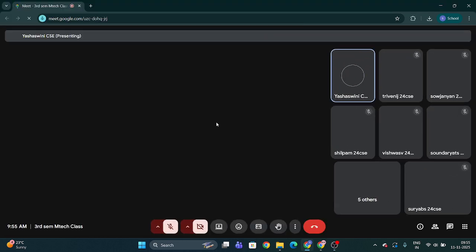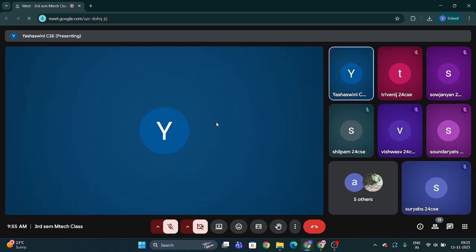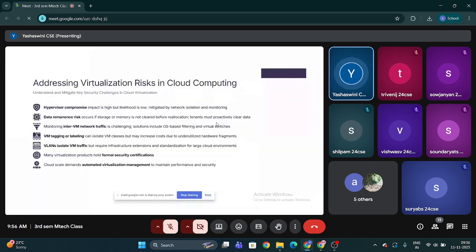We have to reallocate the resources, and we have to ensure that the tenants will proactively clear the data once they have used a particular VM. Otherwise, it might end up in remnants risk, where you have to ensure and you have to clear the allocated resources for the next task.